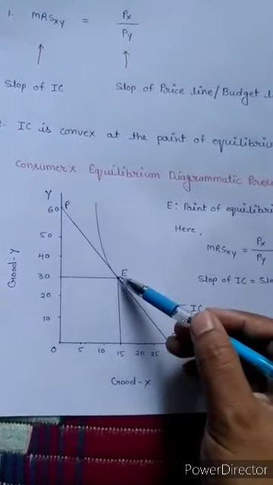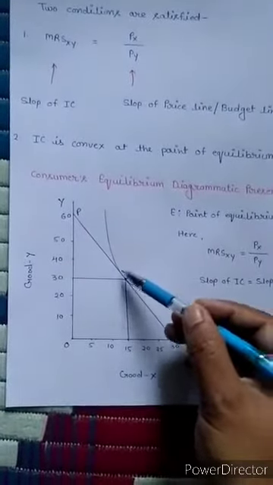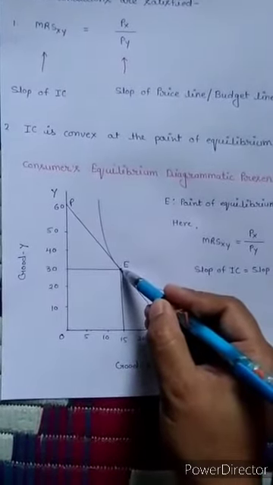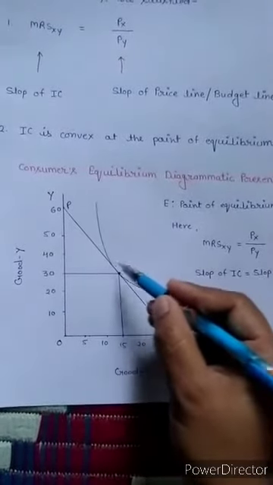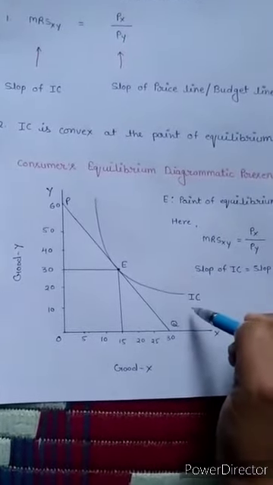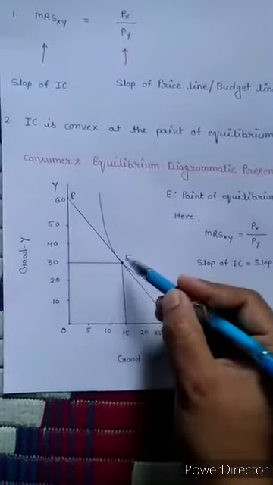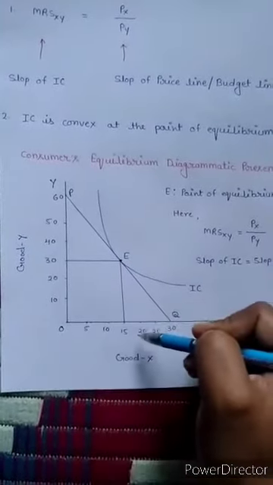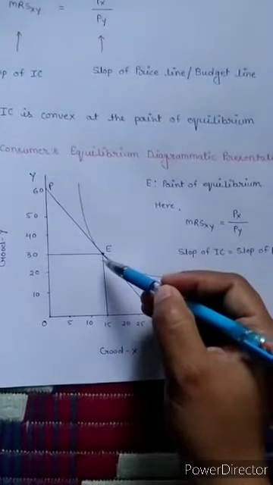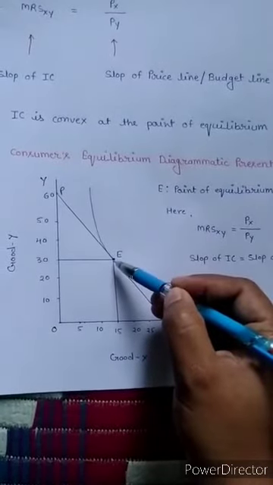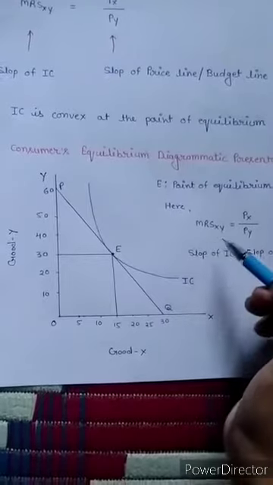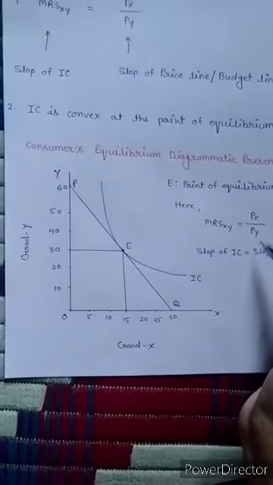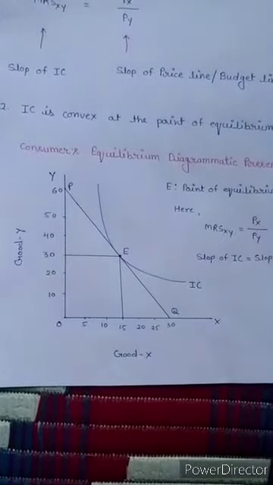Here at point E, the first condition is fulfilled, meaning the slope of the IC curve and the slope of the budget line are equal at point E. The consumer is in equilibrium at point E, where the slope of the budget line and the slope of the IC curve are equal, and at the equilibrium condition the consumer can purchase 30 units of commodity Y and 15 units of commodity X. Point E is the point of equilibrium where the marginal rate of substitution, meaning the slope of the IC curve, is equal to the slope of the price line, which is Px upon Py. It is the point of consumer equilibrium.